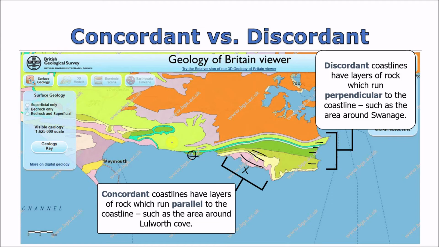Discordant coastlines, however, like the area around Swanage, is where we have several types of rock exposed at one time. Those rocks might vary in their hardness or their level of resistance to erosion, and therefore some might erode more quickly than others, and that leads to that classic formation of headlands and bays that we can see forming here around Swanage. So discordant coastlines occur where the layers of rock run perpendicular to the coastline or perpendicular to the shoreline. Again, here the rate of erosion is going to be more varied. It's less regular than it is on a concordant coastline.